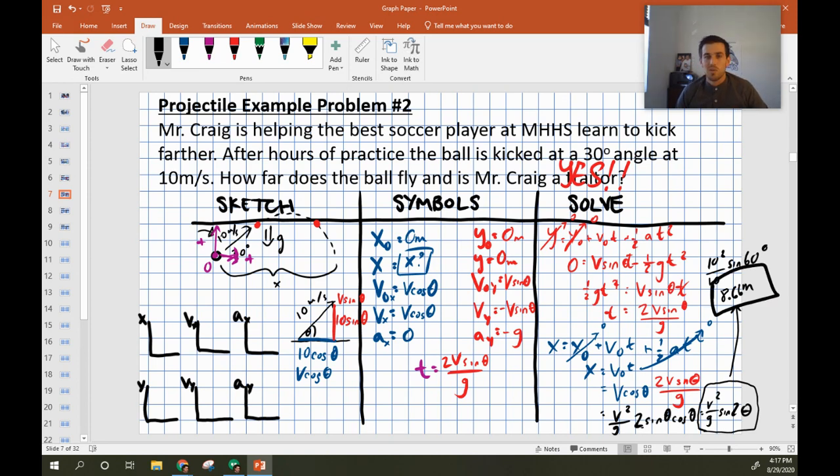And let me just emphasize how incredibly pathetic that is. The fact that they can only kick it about 8 or 9 meters. I mean, not surprising from Mission Hills, but still very disappointing. So that's how you would approach this kind of problem.